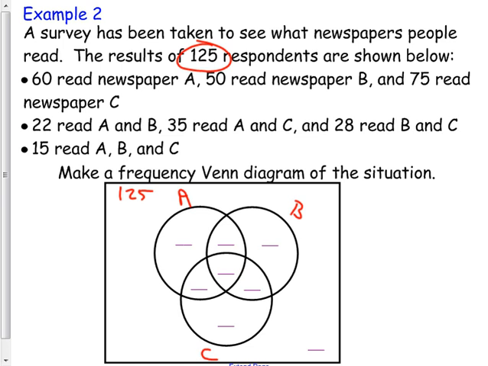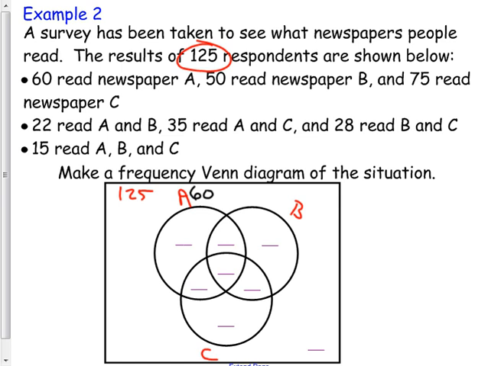Next, when it says 60 read newspaper A, you're going to want to put the 60 right there, but you should not. Why should you not? Yeah, here, and here adds up to 60. So that means don't put a 60 in there. Where do you put the 60 then? Right here. You know the total is 60, so you can't just slap the 60 in the first blank. It's all those blanks added together that add up to 60.